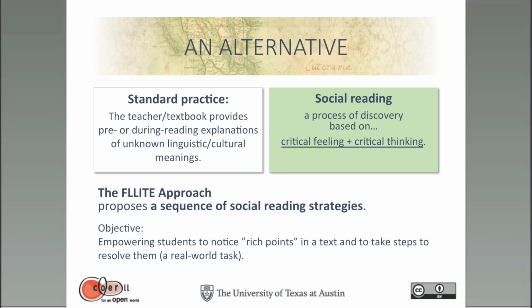The objective is empowering students to notice rich points in a text and to be able to take steps to resolve them, which is a real-world task. It's one thing to be able, as a teacher or textbook, to forestall misinterpretation of something, but in order for students in the real world to be able to deal with them, you have to help them develop certain strategies that will transfer over, ultimately, into encounters in the real world, not just reading strategies.